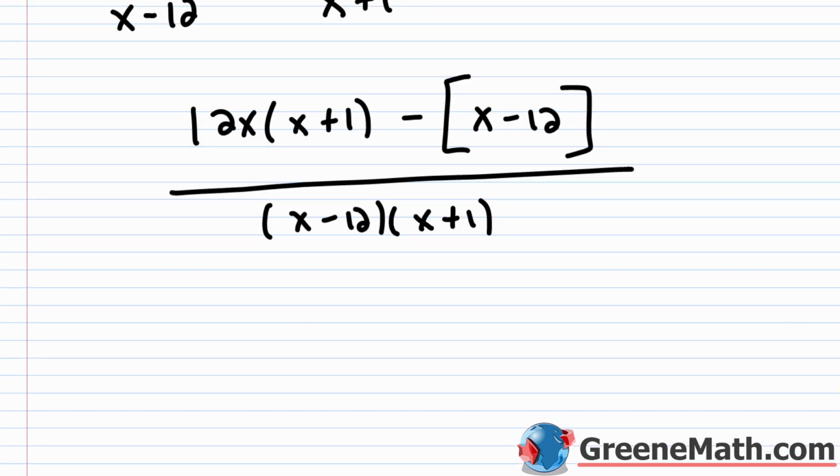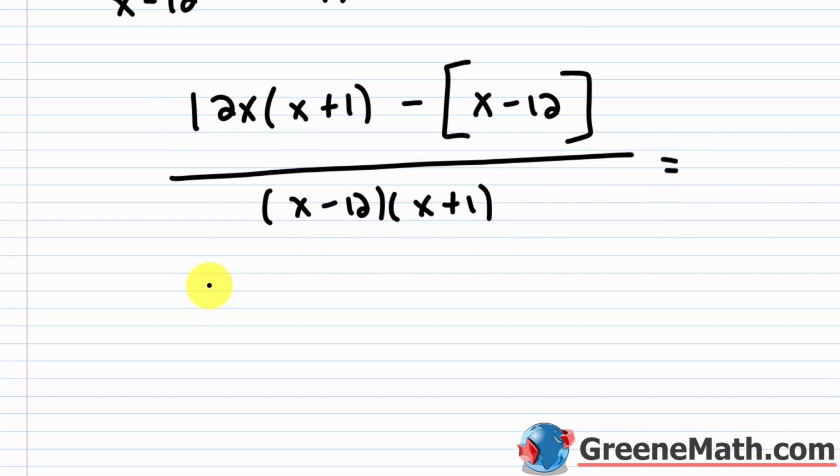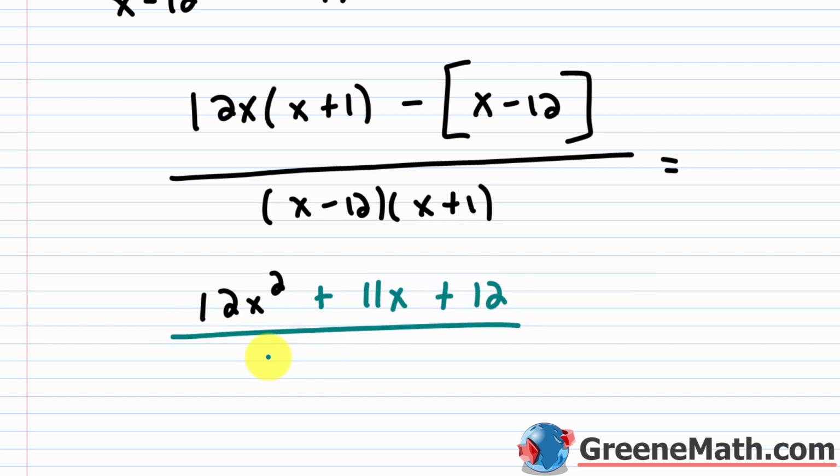Okay, let me scroll down here a little bit, put equals. 12x times x is 12x squared. And then I'm going to go plus 12x times 1 is 12x. I'm going to drop the brackets and just change the sign of everything. So this would end up being minus x and then plus 12 like this. So 12x minus x would give me 11x. So let me put 11x here and then plus 12 there. Put that like that. And then this is over the quantity x minus 12 times the quantity x plus 1. So nothing I can do to factor this in the numerator. Again, you can always pause the video and check. But this guy is going to be prime. So this is our simplified answer.